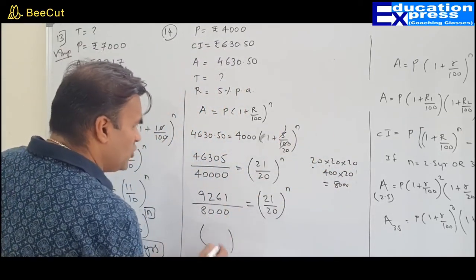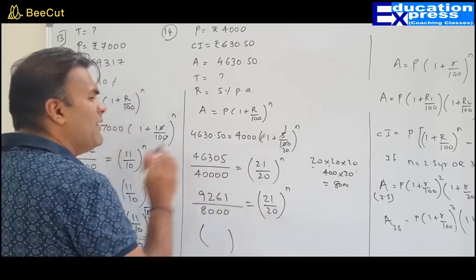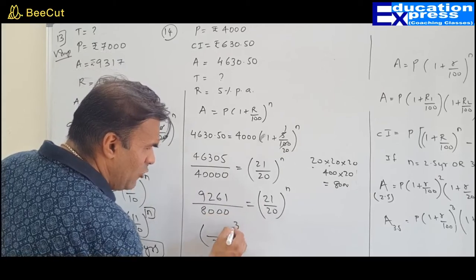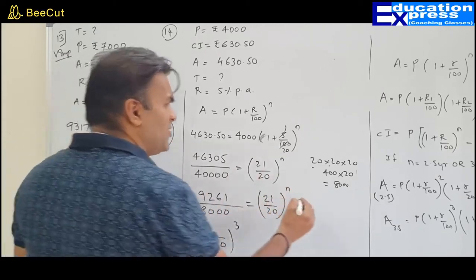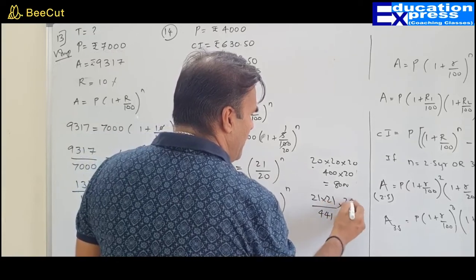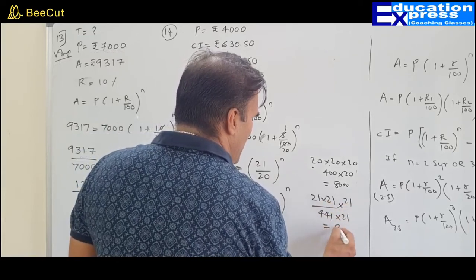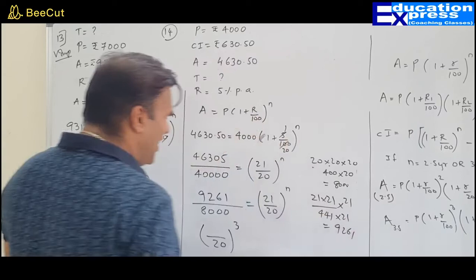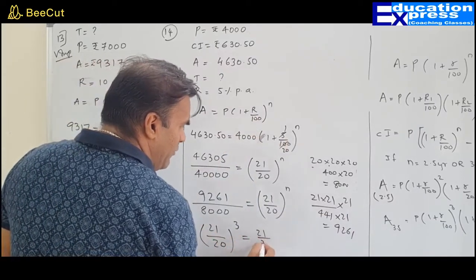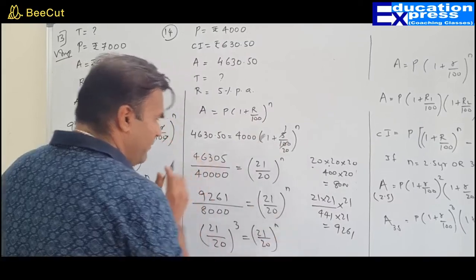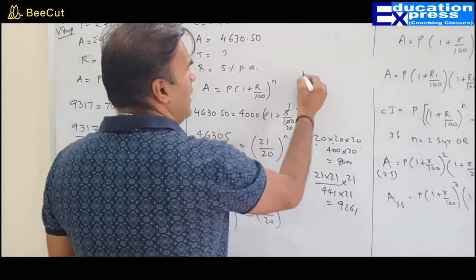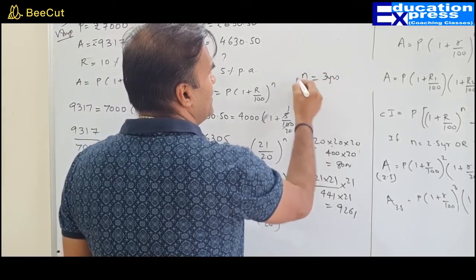If it is a cube, automatically this has to be 21 cube. You found out now that this is 20 cube. This has to be 21 cube, but still you can verify. 21 into 21 is 441. 441 into 21 is 9261. Exactly. Verified also. (21 upon 20) raised to N. Now if you compare, what will be your N? N equals 3 years.